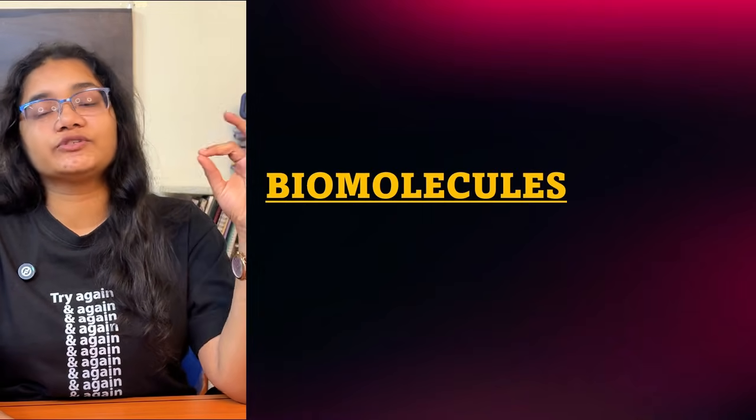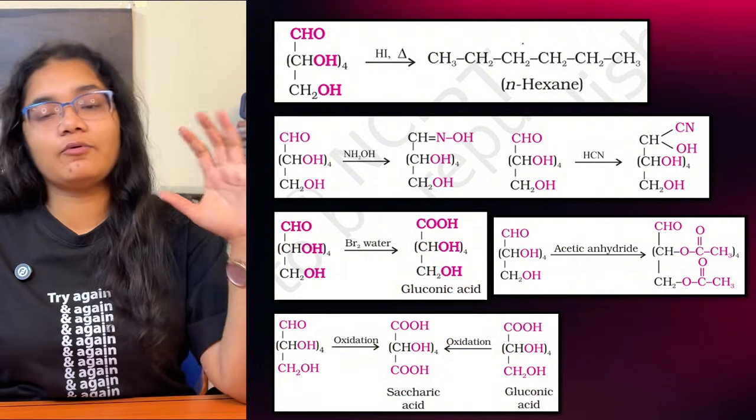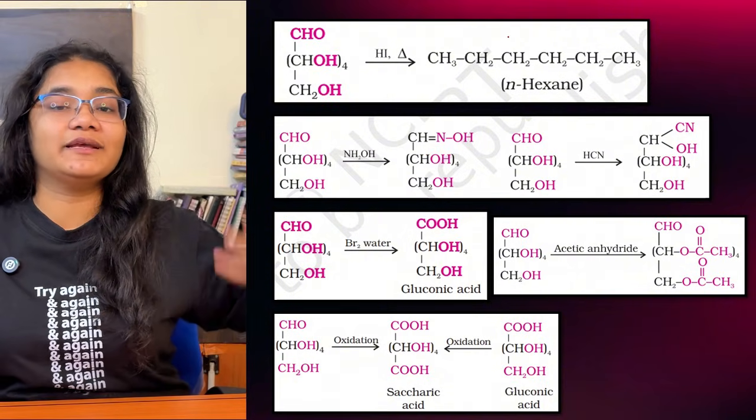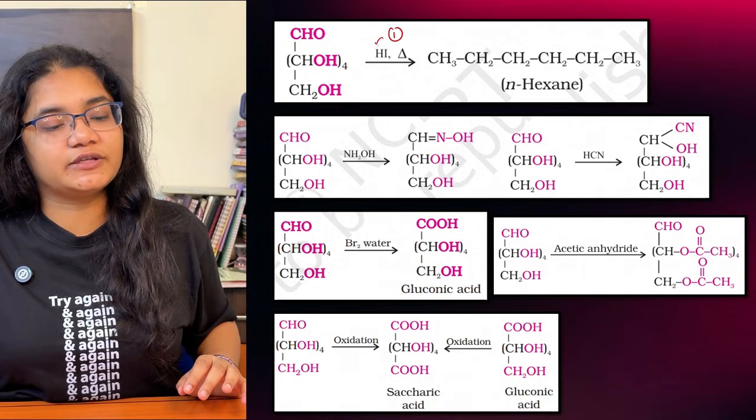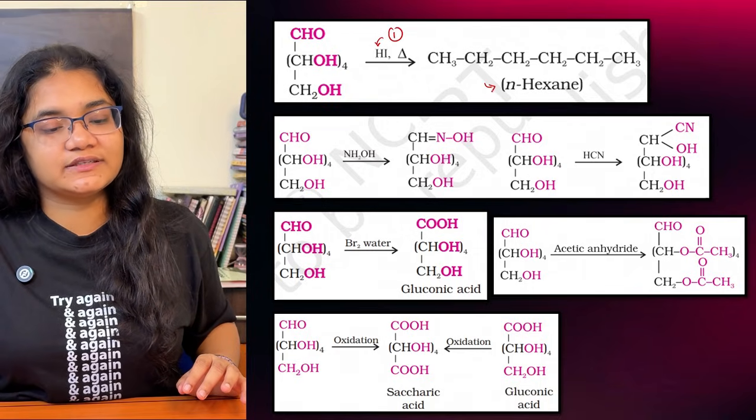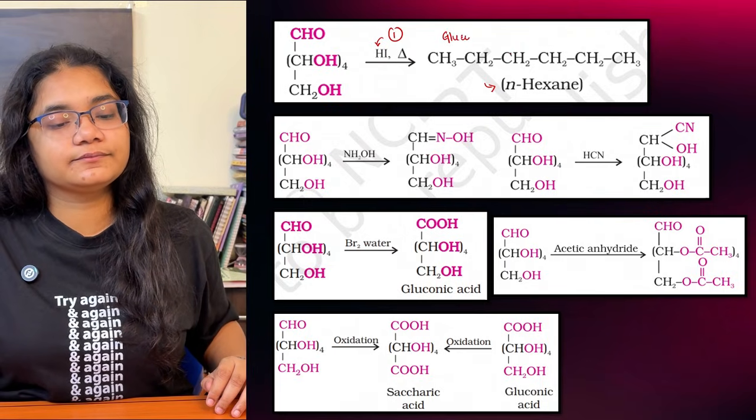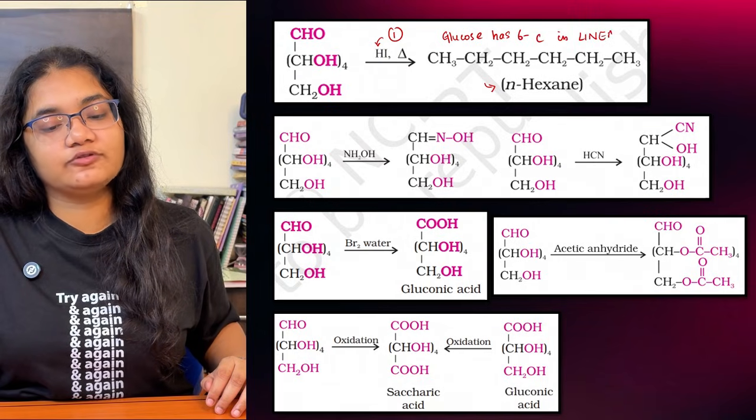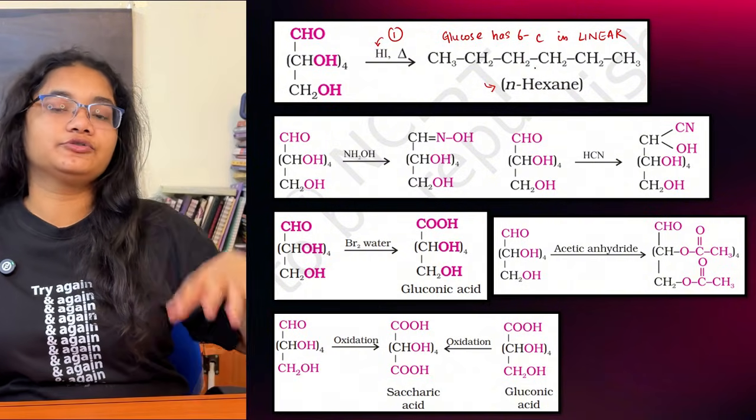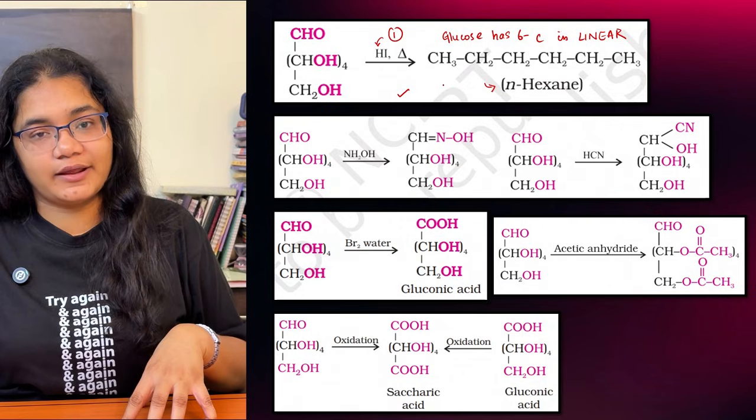Now let's discuss the most important questions from the last chapter, that is biomolecules. A very important question from biomolecules will be on the basis of the structure of glucose. The first reaction that was done was with HI and the product that we got was n-hexane, and the conclusion we got here is that glucose has 6 carbons in a linear chain. So a question will be asked like which reaction shows that glucose has 6 carbons in a linear chain, then you need to write down this particular reaction.